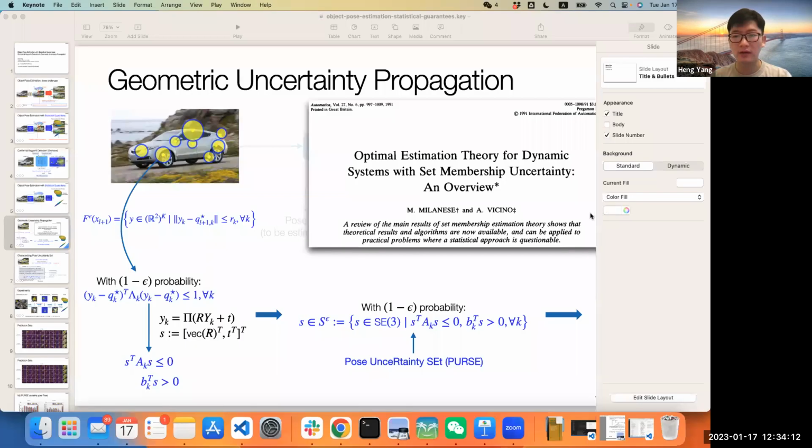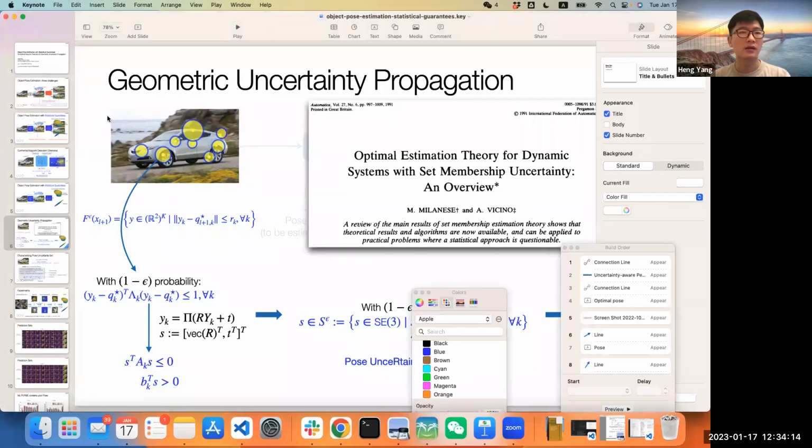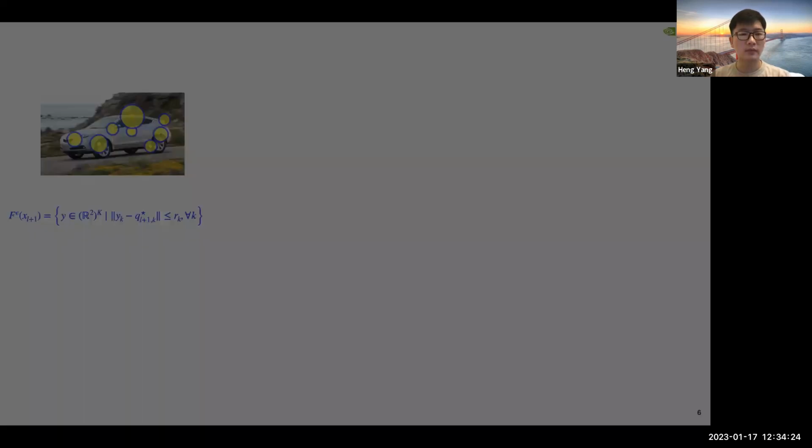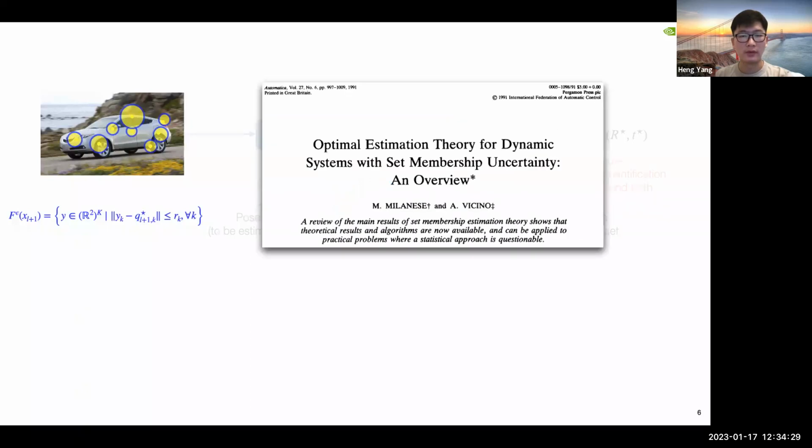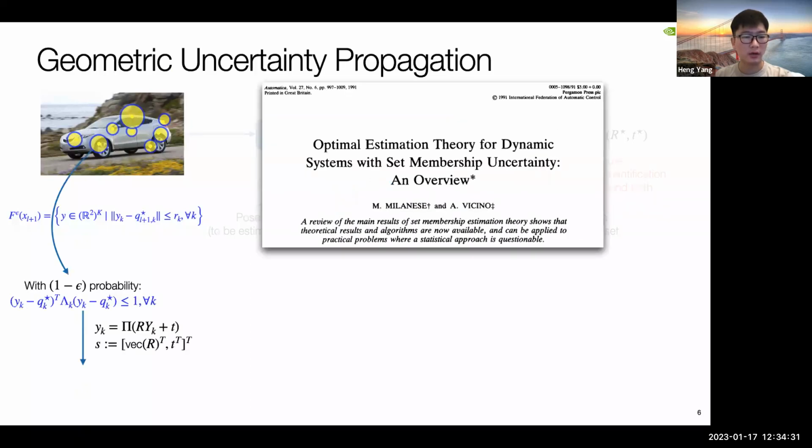Okay, and I finally get my mouse. Okay, let me move this zoom away. Okay, so we've talked about, okay, I think we're here.